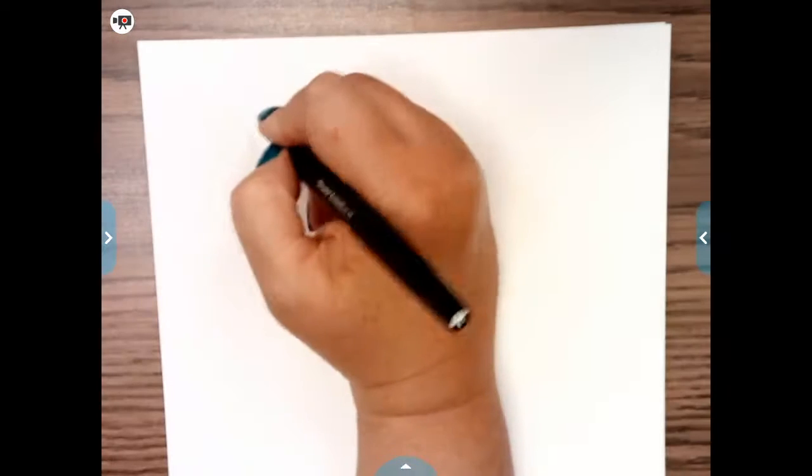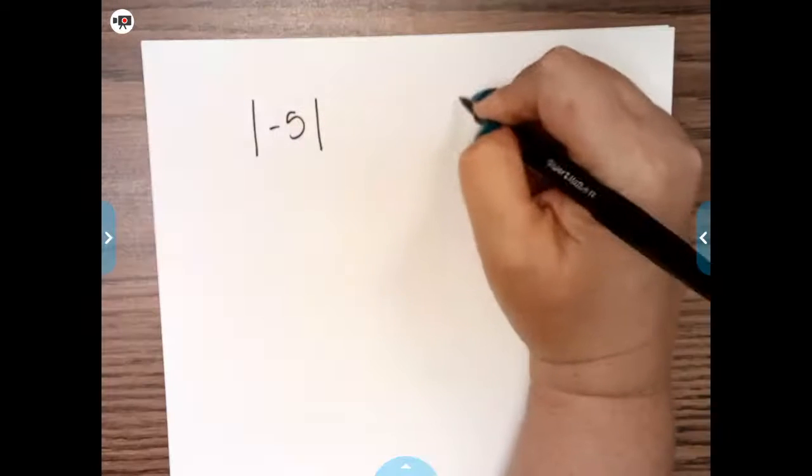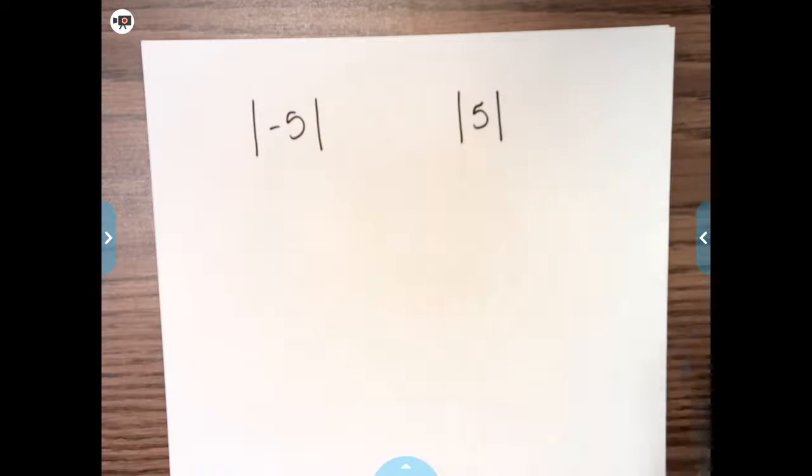Okay, now I'm going to start with lesson 4 in your ALEKS assignments. This is absolute value equations. So let's talk about when you first learned absolute value. You would just learn it for just numbers.